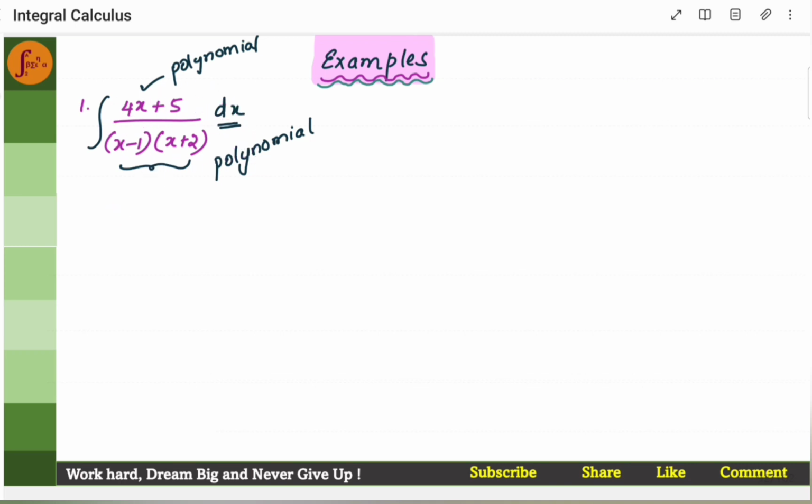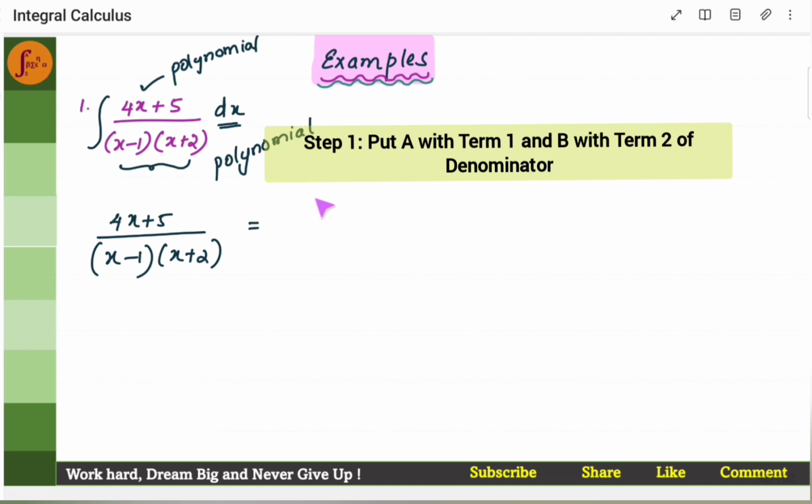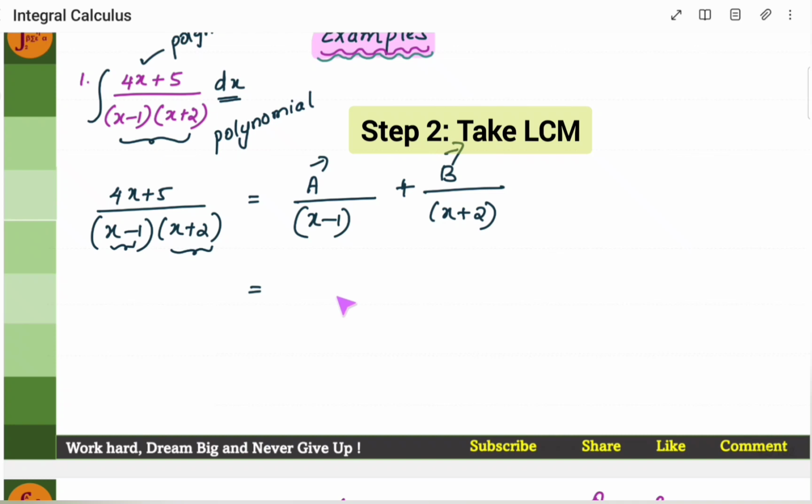Now first we will split this. How would we split this? We will first write this down, equate it to A with this particular term, x minus 1. Then we'll put an addition symbol and B with this particular term, x plus 2. We'll have to find A and B. So using the partial fraction method, we can find A and B. Now we will take the LCM.